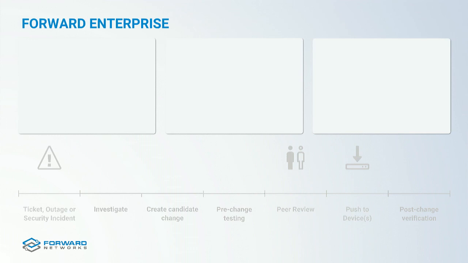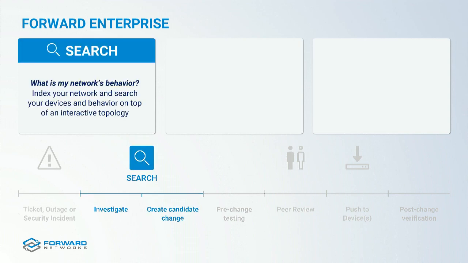With this behavioral model at the core, Forward Enterprise has three key applications that expose the power of this model. The first application is Search. Search basically provides the ability to understand and explore a network's behavior in a consumable way. So using a Google-like interface, you can search for any potential traffic and see how the network is forwarding, transforming, or dropping this traffic. Our customers find it extremely valuable for quick investigation at the front end of a trouble ticket or an outage.